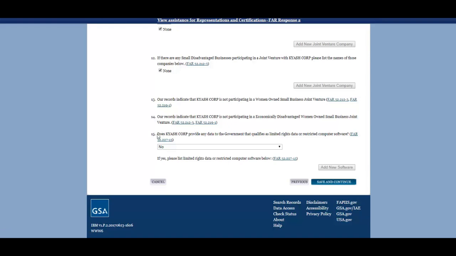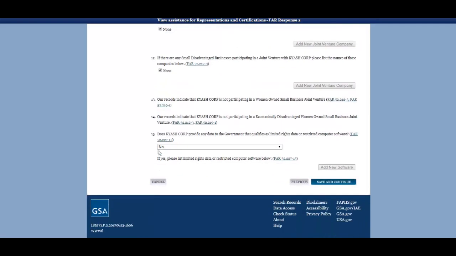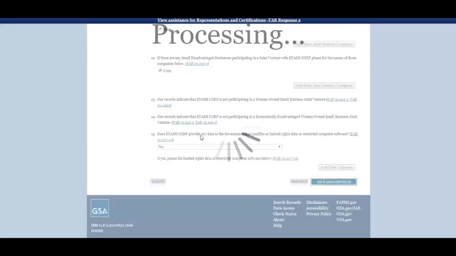And here's number 15. We've just gone through 11, 12, 13, 14. Now we're up to 15. Does Kayash Corp provide any data to the government that qualifies as limited rights data or restricted computer data? We just left that as no. Okay, so we're going to hit save and continue.